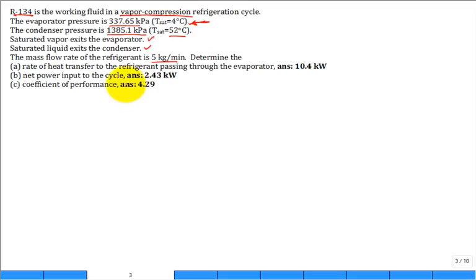What is the rate of heat transfer to the refrigerant in the evaporator? 10.4 kilowatts. What is the net power into the cycle? And then what's the coefficient of performance? And that'll be lower or higher or equal to the coefficient of performance for the exact same conditions, same working fluid, when it was Carnot. Can you tell me which way it'll be?